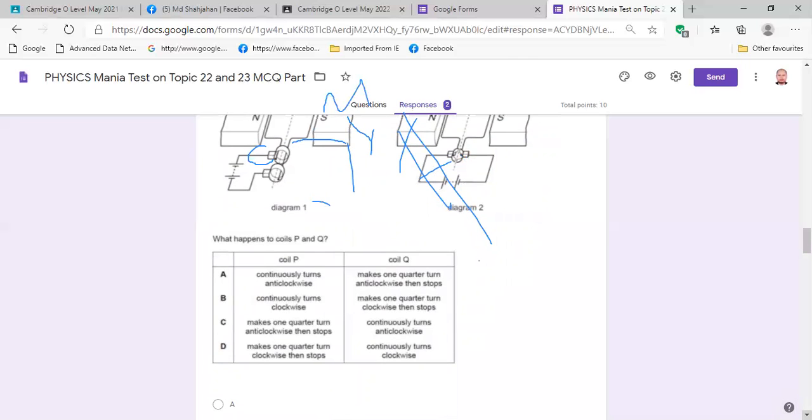Sir, can you just clear this thing? Listen, left side one, you see, makes a quarter turn anti-clockwise, then it stops. Oh yes, because it is always having the same direction of the current. Yeah, that's why. And the right side one, it will continuously rotate anti-clockwise.